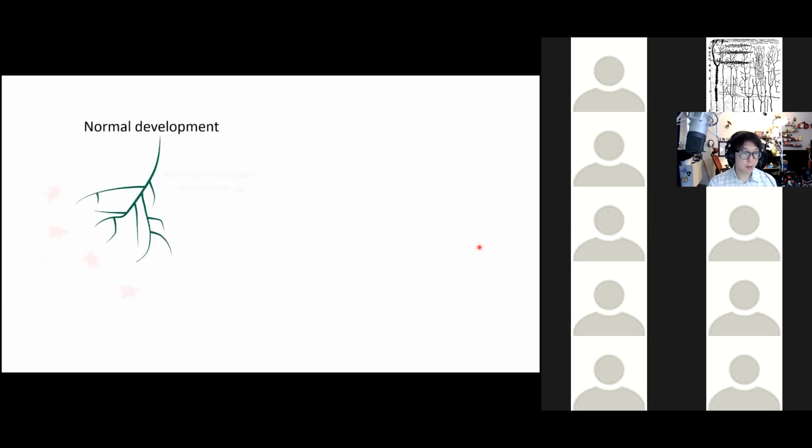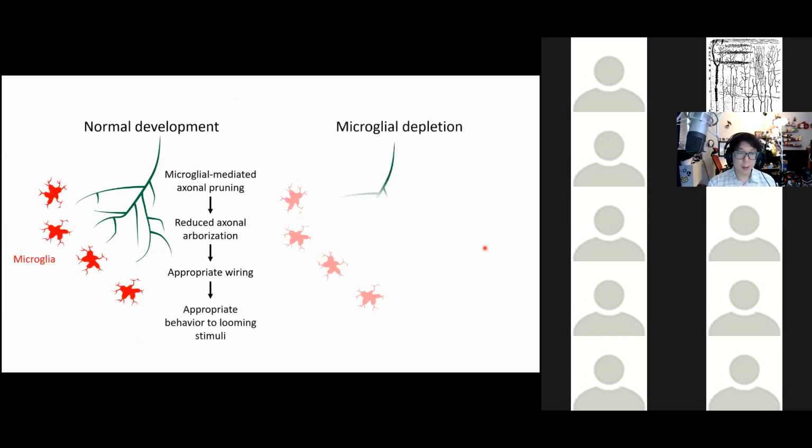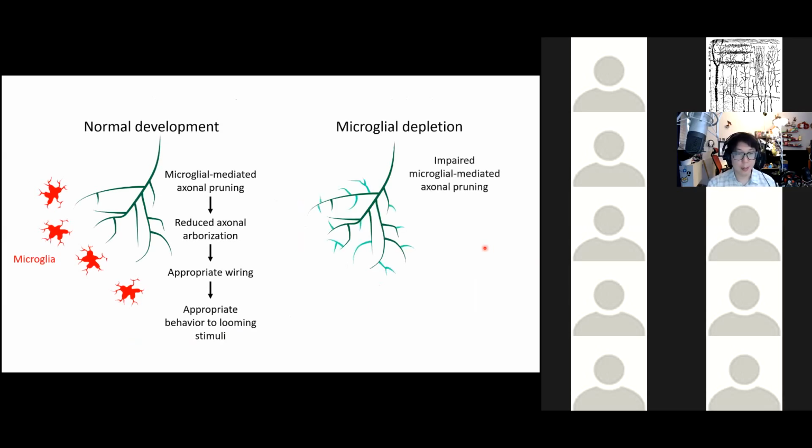So the results support this model where in normal development, microglia-mediated axonal pruning reduces axonal arborization, resulting in appropriate wiring and appropriate behavior to looming stimuli. Conversely, in the case of microglia depletion, axonal arborization is increased due to impaired microglial-mediated axonal pruning. And then this results in inappropriate wiring and inappropriate behavior to looming stimuli.